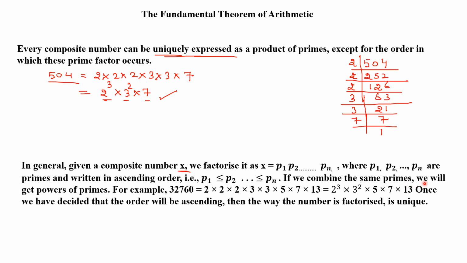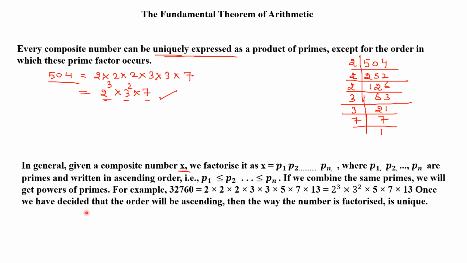And if we combine the same primes, we will get powers of primes. If you see here, the same prime number 2 I have combined and got 2 to the power 3. Here also the same prime 3 I have combined and got 3 square into 7, isn't it? So this is the meaning of these terms. Now here I have taken one more example, 32,760. If I do prime factorization, I can write it in this form. Here you can see there are 3 twos, so it is written as 2 cube. 2 threes, so it is written as 3 square. And then 5, 7 and 13 occur 1 time each.